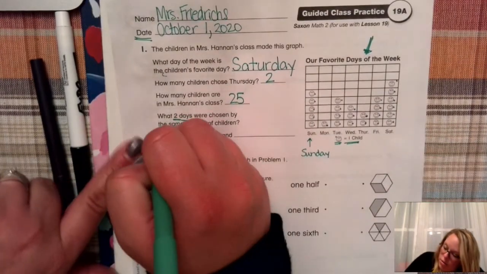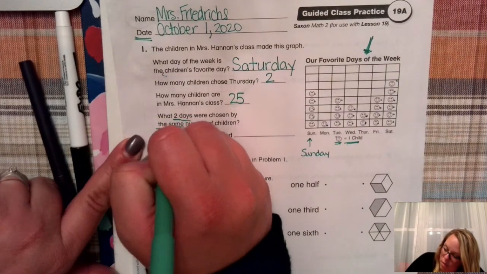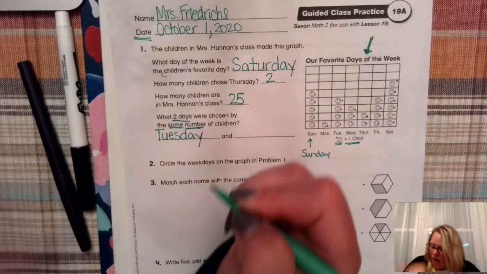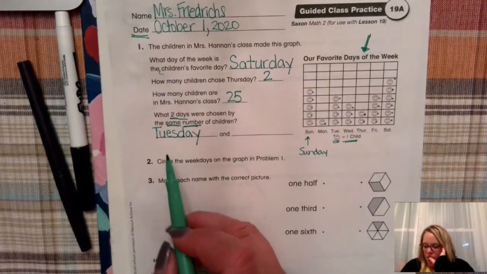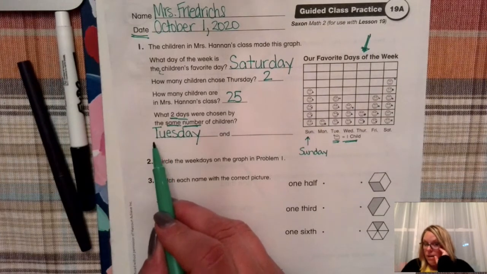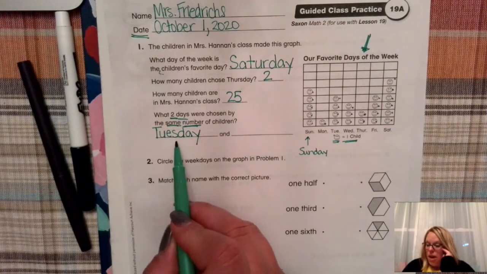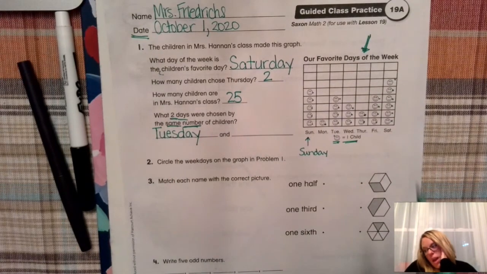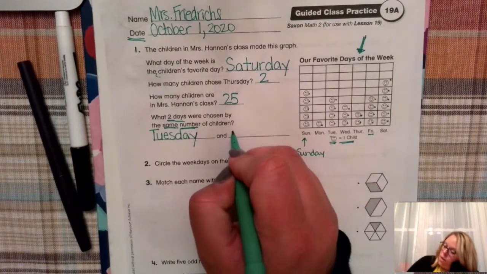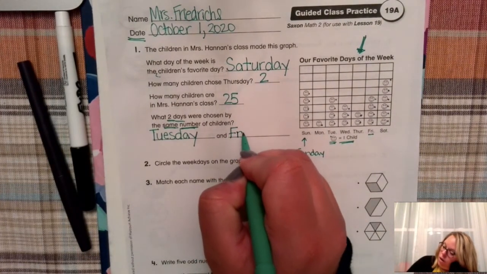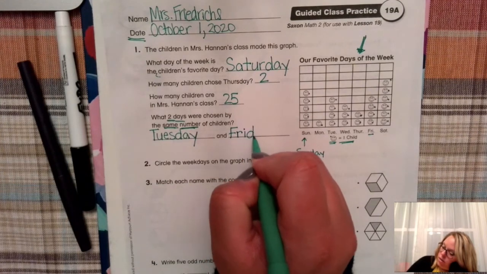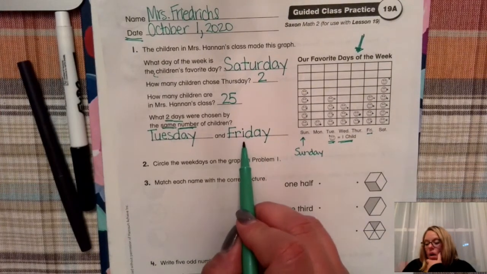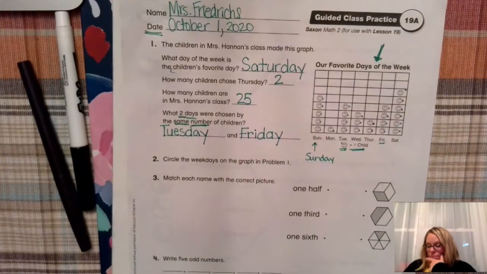So I need to write Tuesday, capital T, U, E, S, D, A, Y. And what other day did we say? We said Friday. Capital F, R, I, D, A, Y.